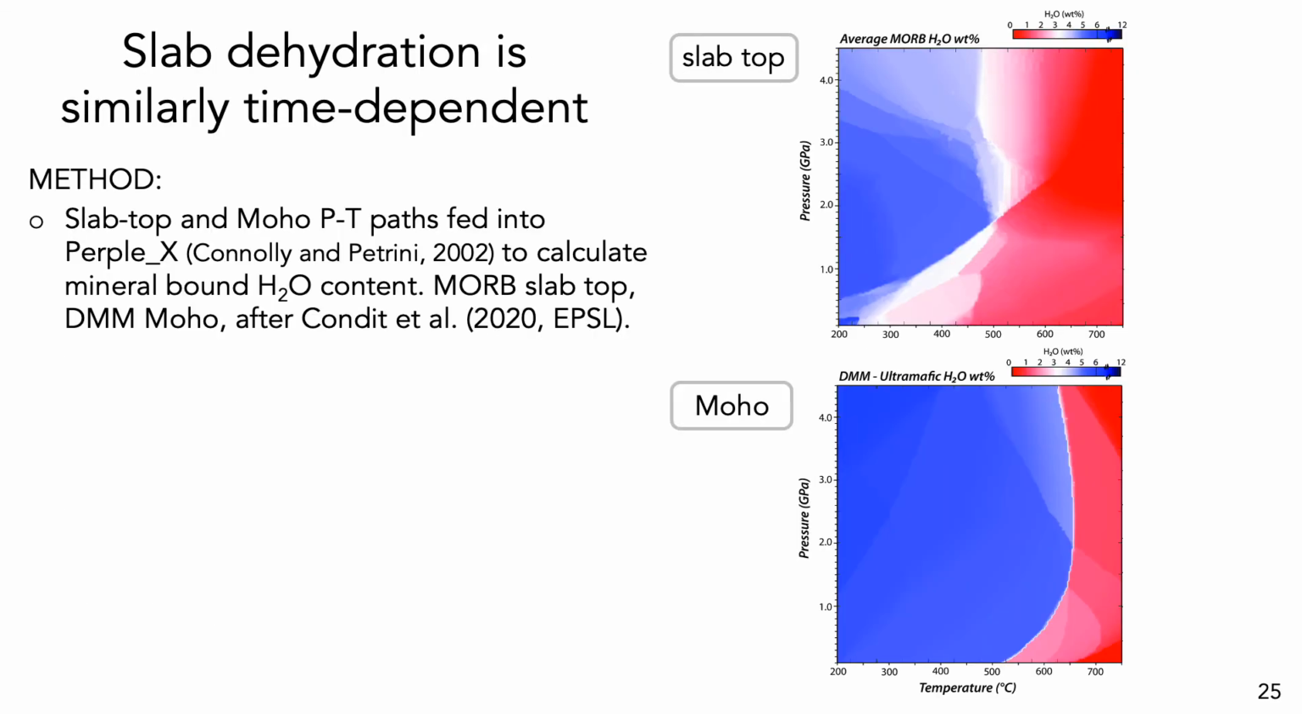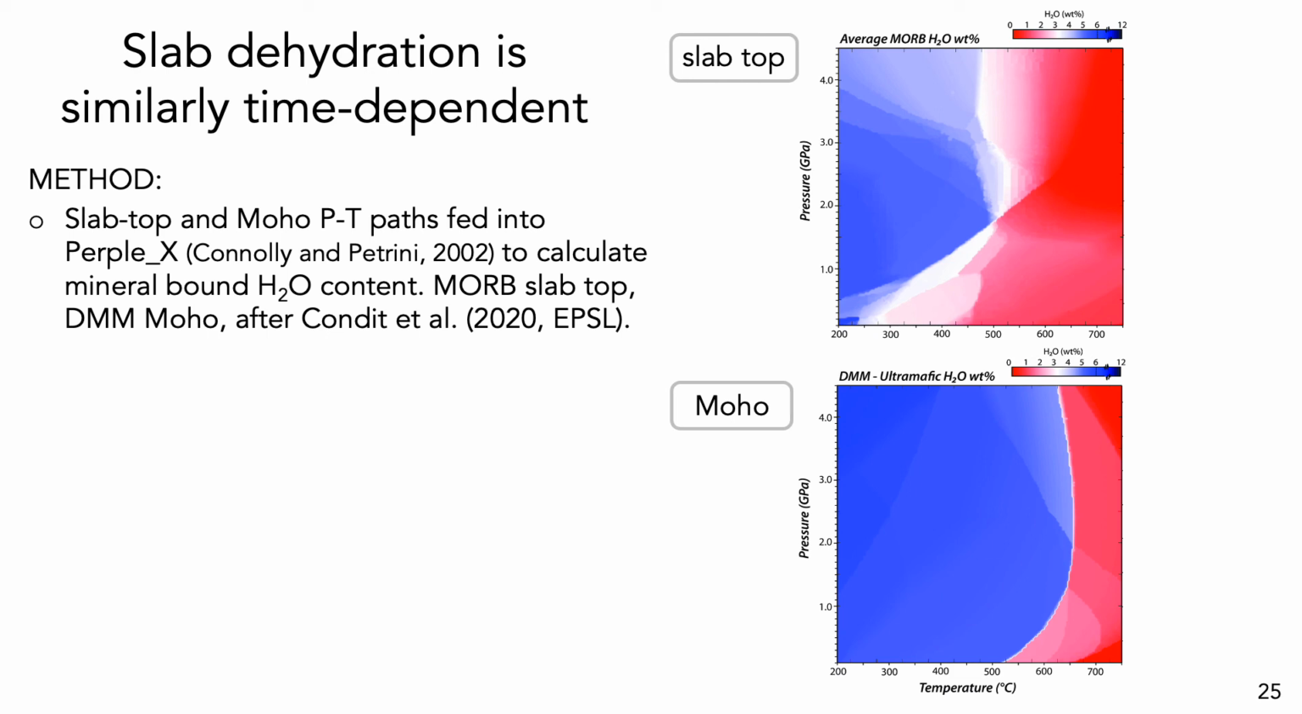Lastly, I'm going to explore some of the implications that this time-dependent temperature evolution has for the metamorphic phase transitions that occur within the slab and hence slab dehydration. So to do this, we couple our PT paths with Perple_X models for the thermodynamic evolution of mineral water-saturated slab top material, which we assume is mid-ocean ridge basalt, and Moho material, which we assume is depleted MORB mantle. There's lots of simplifications in this approach, including these bulk lithologies, but we do this just to get a first-order sense of slab dehydration.